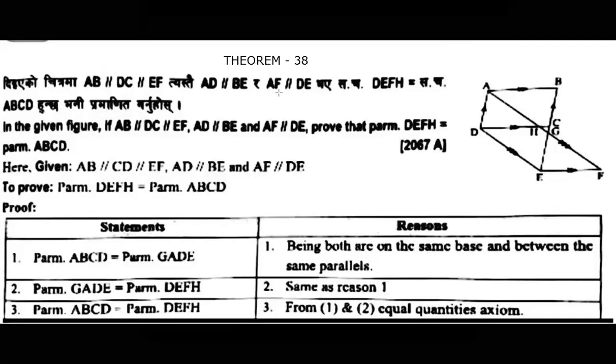Okay, so after theorem number 37, let us go to theorem number 38. So this is also an easier question. So just a 3-line answer. So we can add 5 marks by these 3-line answers.